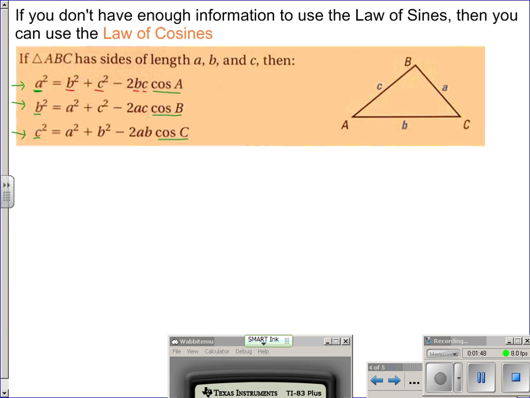Second equation, you start with B, then A, C, A, C. You're using the other sides. There is a very, very distinct pattern. So do you need to memorize all three? No. You need to know the pattern, but you don't need to memorize all three equations. They're all the same. So this is the law of cosines equation.